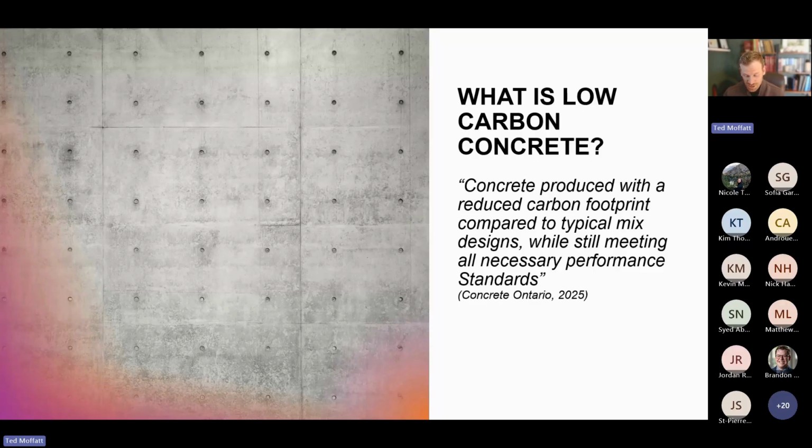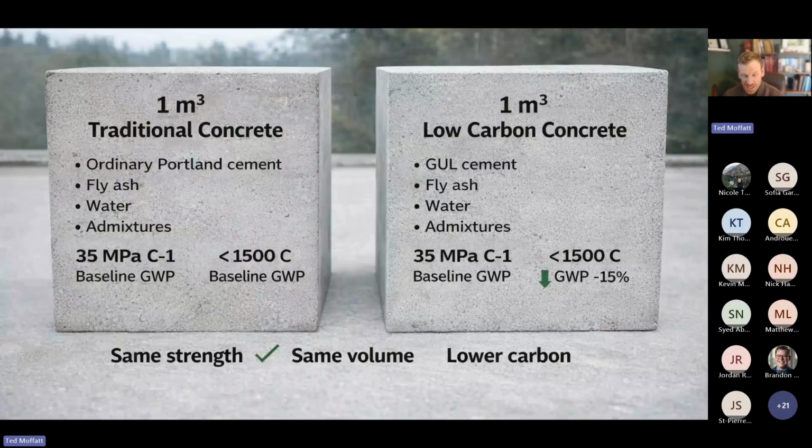So Concrete Ontario, perhaps you could argue, is one of the leaders of implementing or defining low carbon concrete. And Concrete Ontario, as of last year, defined low carbon concrete as concrete produced with a reduced carbon footprint, compared to typical mix designs while still meeting all necessary performance standards. So schematically, what does this mean? Here I have 2 cubic meters of concrete. So 1 cube on the left, obviously 1 on the right.